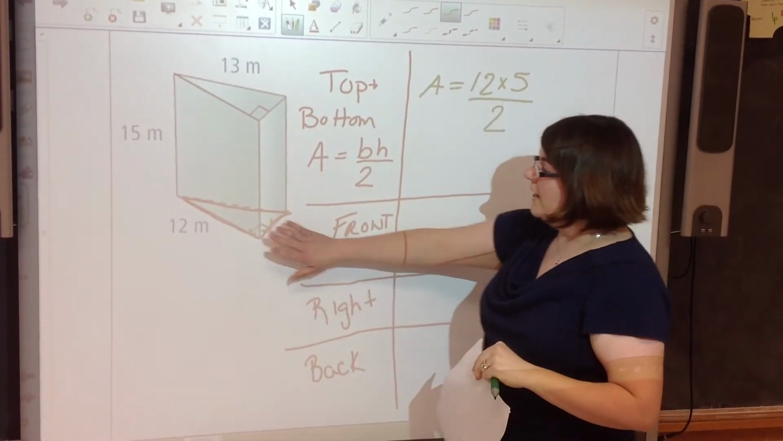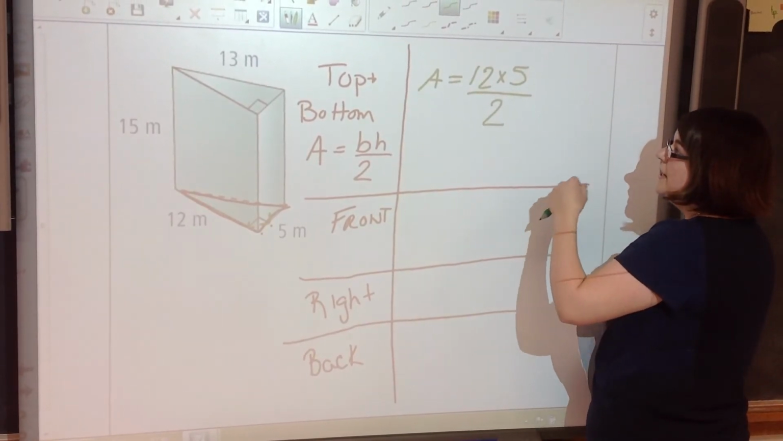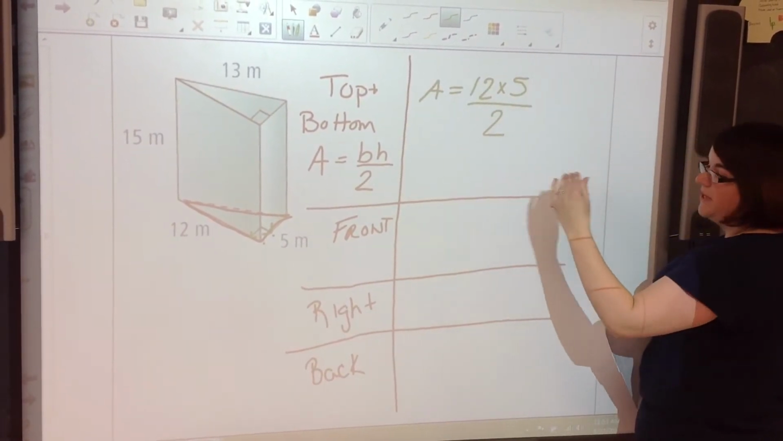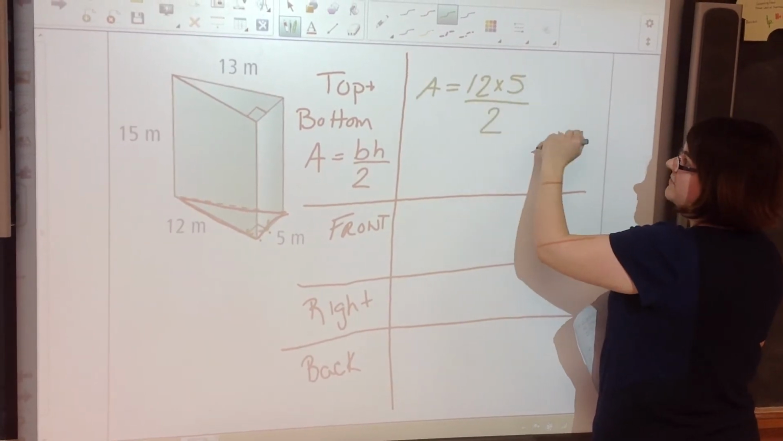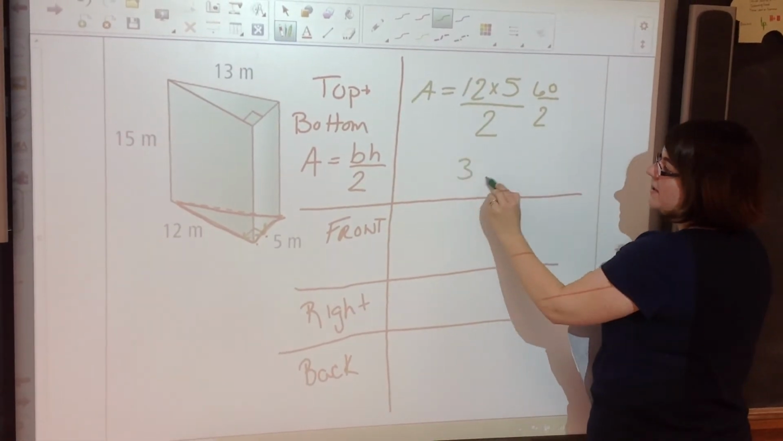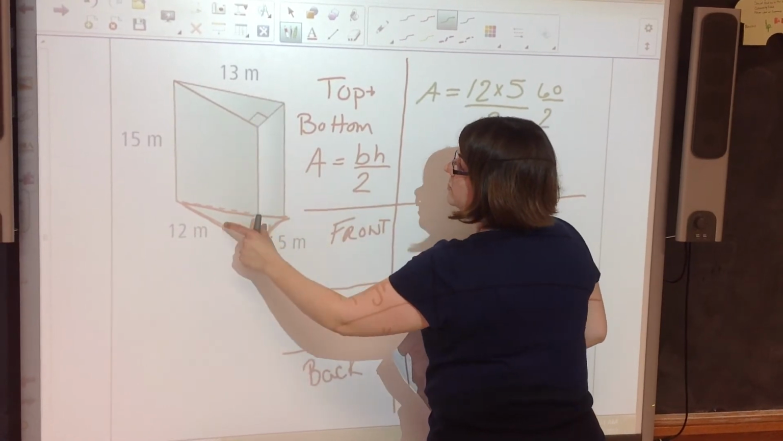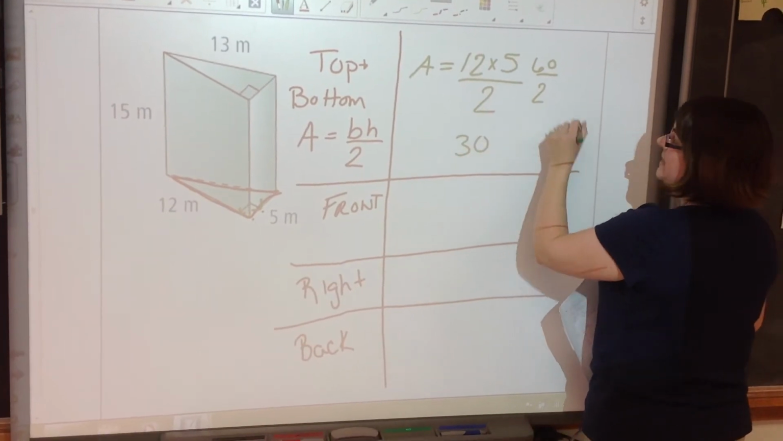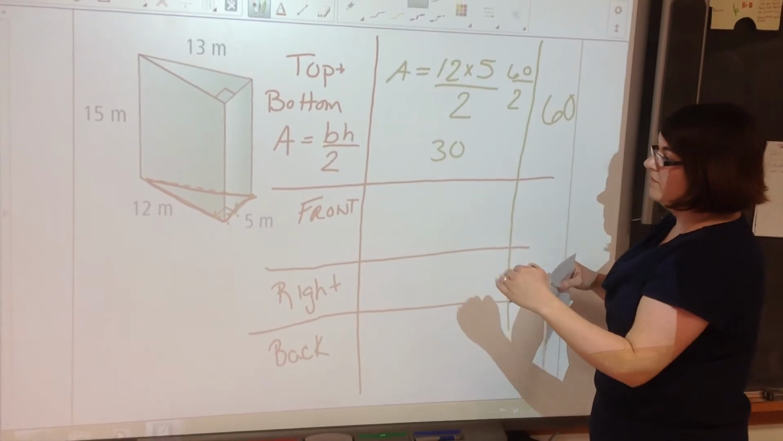Now, the bottom and the top are going to be the same, and so we would want to double this. And if you think about it, if you divide something in half and then you double it, you are kind of canceling that out. So if we go one step at a time, 12 times 5 is 60, and then half of 60 is 30, so the area of this triangle is 30, but this is also 30 because it's going to match. So 30 plus 30, or doubling it, undoes the dividing here, and we end up with 60 back. So the 60 is the top and the bottom of our prism.